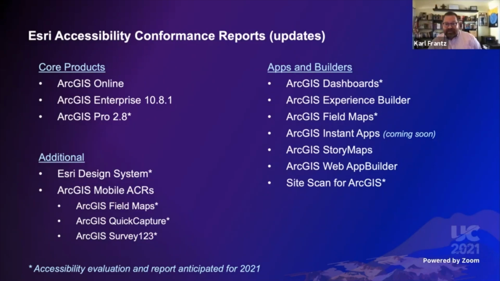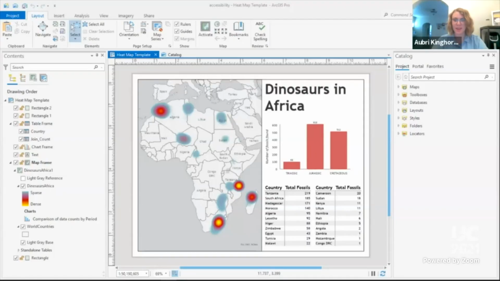So at this point, I'd like to shift focus to a series of product demonstrations and updates about new accessibility features in ArcGIS, starting with Aubrey Kinghorn, who will discuss Esri's professional desktop GIS application, ArcGIS Pro. Over to you, Aubrey. Thank you, Carl. I'm excited to share with you some of the features for accessibility in ArcGIS Pro.